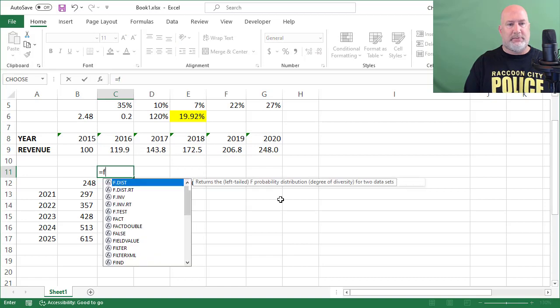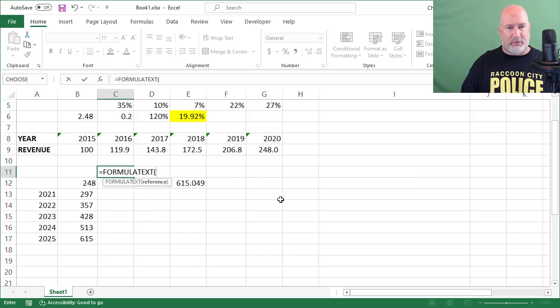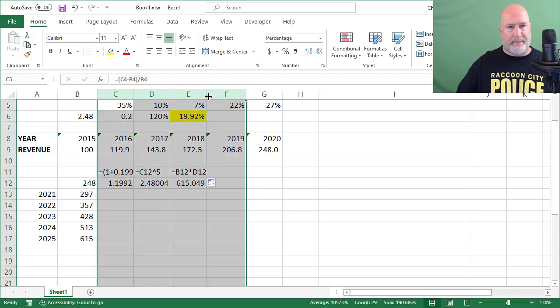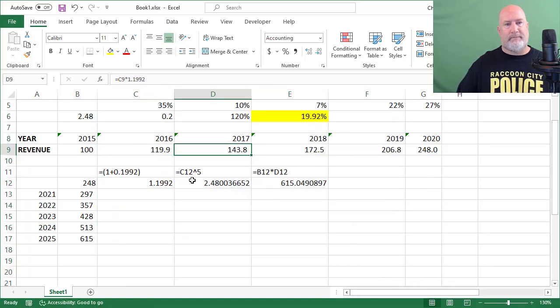I know someone's going to ask me this. Can you just show the formulas? Yeah, formula text. I could have put this all as one formula too. There you go.